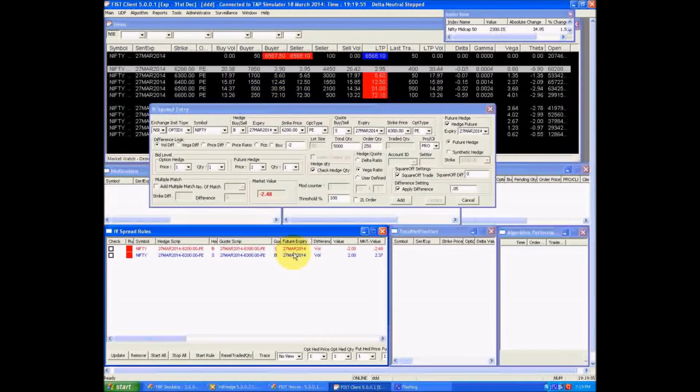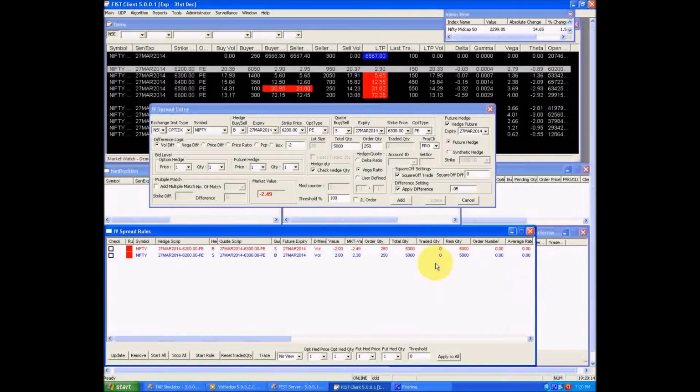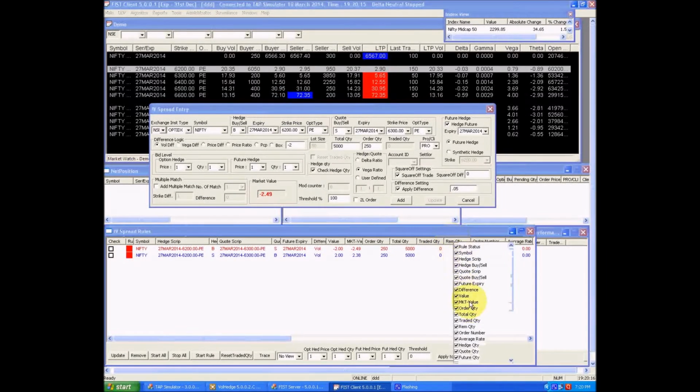Future expiry is 27 March 2014, differential logic is vol, value what I have entered, market value that is going on right now, order quantity, total quantity, remaining quantity, order number, average number. These are the columns which you can see in the rule box. Supposing I want to see only a few rules in my rule box, I will uncheck those which I don't want to see while trading.